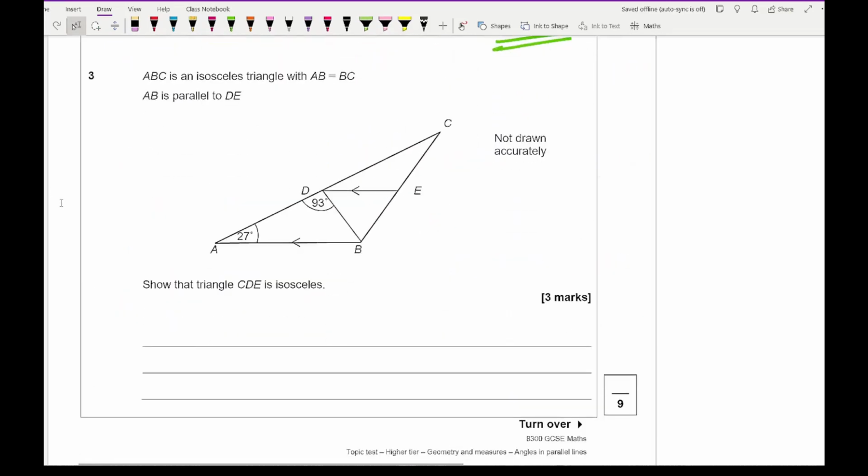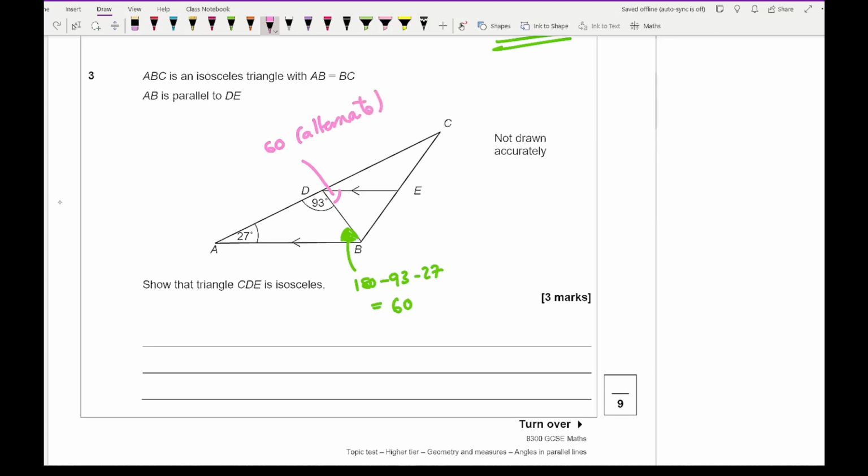Then moving on to question 3, it says ABC is an isosceles triangle with AB equals BC. AB is parallel to DE. Show that the triangle CDE is isosceles. So first things first, I can work out what this angle here is going to be. And I can do that by doing 180 minus 93 minus 27, because angles inside a triangle add up to 180. So minus 93 minus 27 gives me an answer of 60. Now this angle here is going to be the same as that angle there because it is alternate.